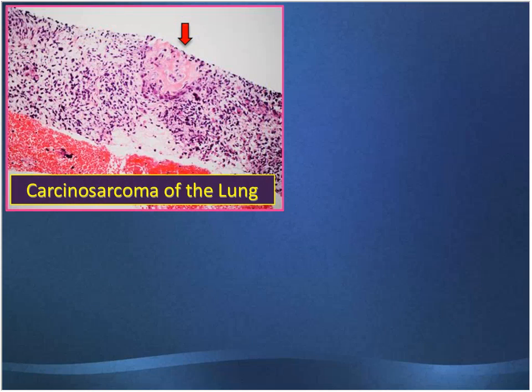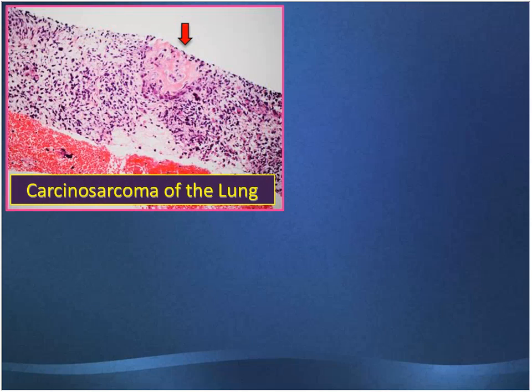This next slide shows an interesting case of sarcomatoid carcinoma of the lung, or the so-called carcinosarcoma of the lung, also known as metaplastic carcinoma of the lung. The epithelial component of the tumor, not shown here, was a poorly differentiated squamous cell carcinoma. The mesenchymal component was a sarcoma with focal evidence of osteoid formation, as you can see with the red arrow there.